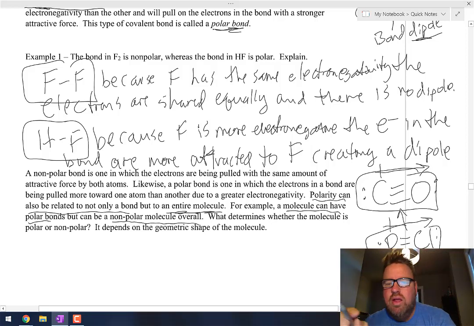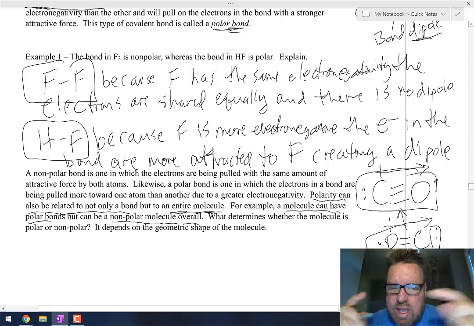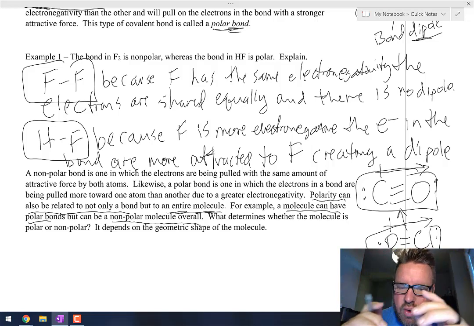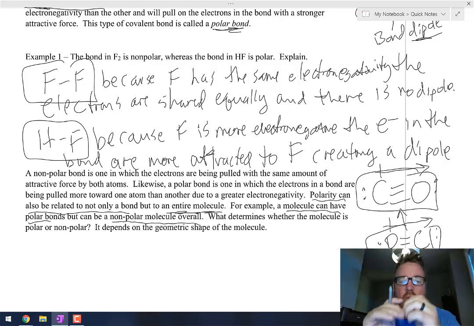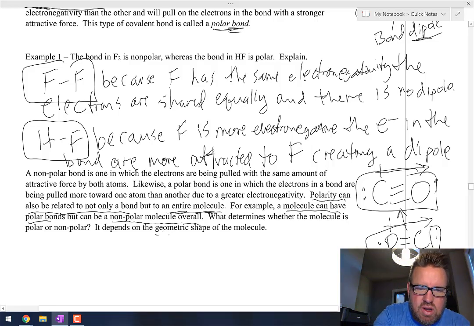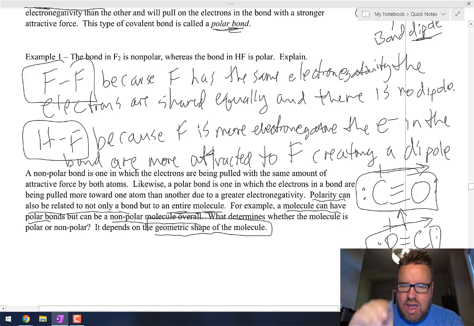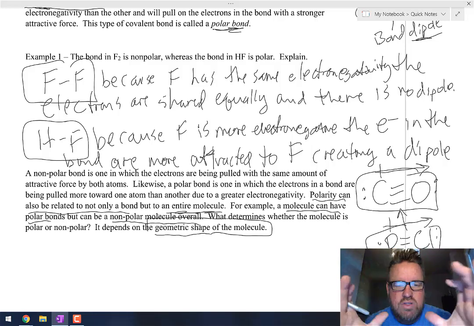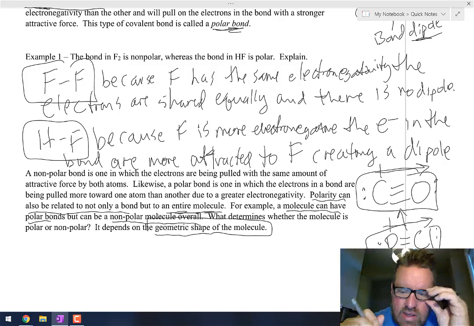Okay, but it can also have polar bonds and also be polar overall. So what determines whether the whole molecule is polar or not, not just the bond? It depends on what's called the geometric shape of the molecule. Okay, and that will be our next video, a video about shapes of molecules, and then we're going to come back to polarity and talk about how the shape of the molecule determines whether it's polar or non-polar.